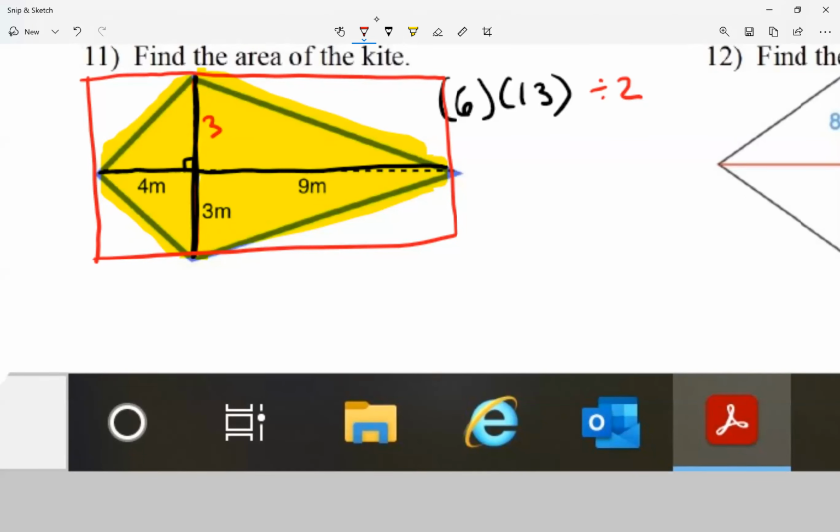Probably we can Google what's the formula for the area of a kite. And Google will say diagonal 1 times diagonal 2, and then my result, I divide by 2. And that's exactly what I'm going to do. So I'm going to type everything at once: 6 times 13 divided by 2 gives me 39.